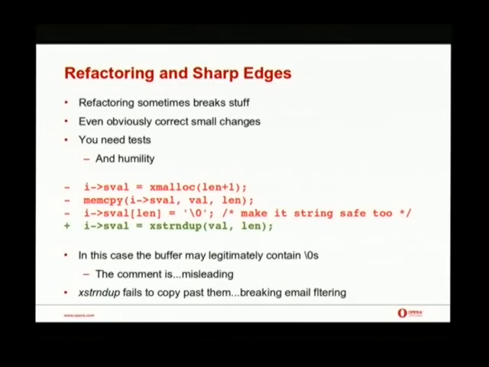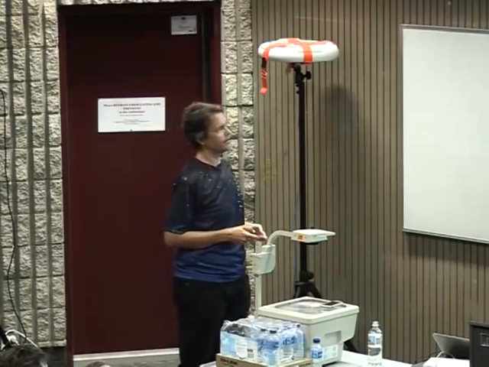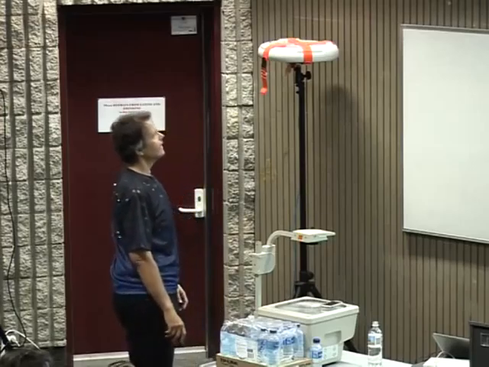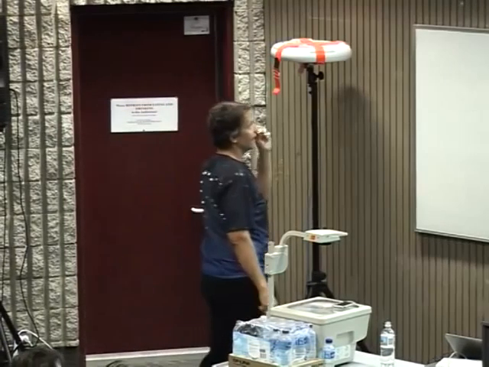So this function returns a string, given the pointer into a buffer and length. Except this comment is a little bit misleading because in fact this buffer could contain nulls and this thing stops at the first null. I broke email filtering on our service using that. I might guess, go past that one.